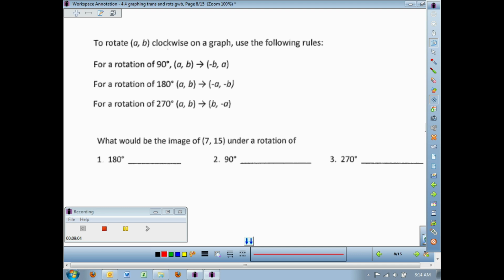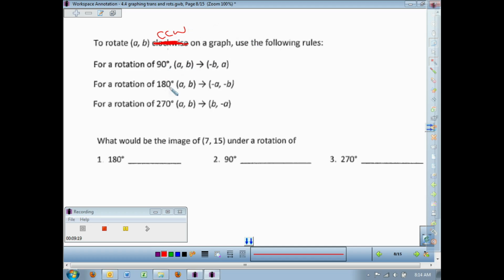Now, rotation. First, I have a typo. This should be counterclockwise, so cross that out, and it's counterclockwise. To rotate any point A, B, or X, Y, whatever you want to call it, counterclockwise on a graph, counterclockwise is positive, correct.